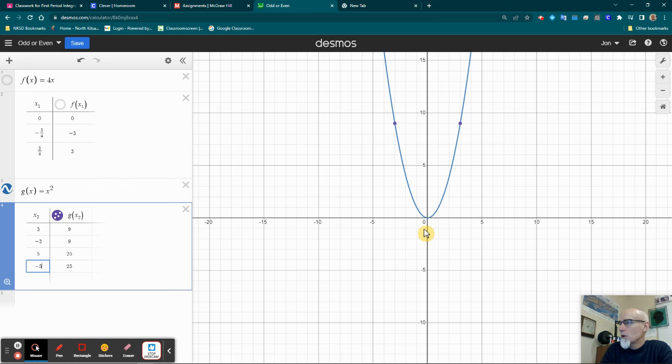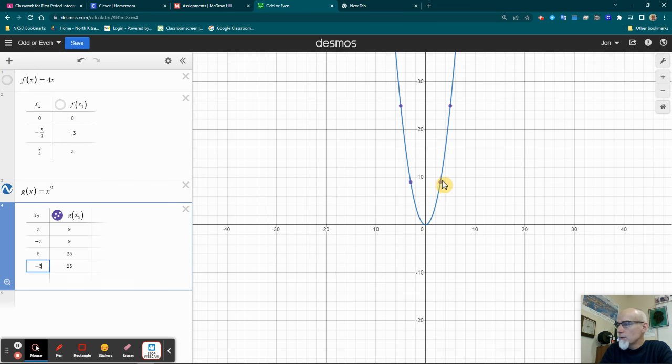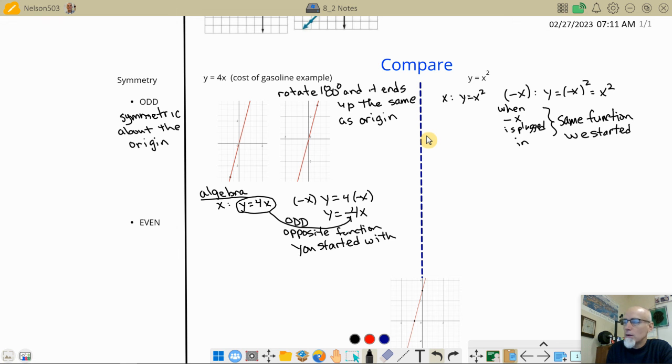Now, let's take a look. Notice that each point over here has a matching one on the other side of the y-axis. So what they say for even functions is it's symmetric about the y-axis. That's another way to say you got an even function, is that it's symmetric about the y-axis.